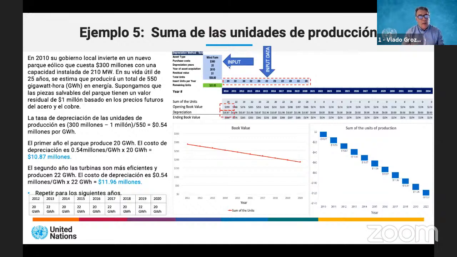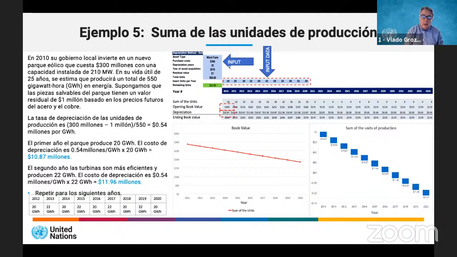It's very easy. For example, if we know the units of production, which our manufacturer will say, the maximum it can be used, for example, in this case, for $300 million, we can use about 25 years, but approximately 20 years we can use the wind farm at a maximum of 20 gigawatts per year. That's a maximum or average.